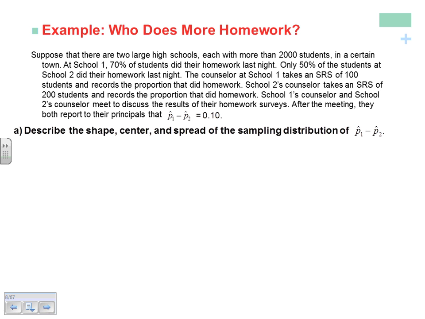After the meeting, they both report to their principals that p1 hat minus p2 hat is 0.10. So we're going to describe the shape, the center, and the spread of the sampling distribution for that p1 hat minus p2 hat.